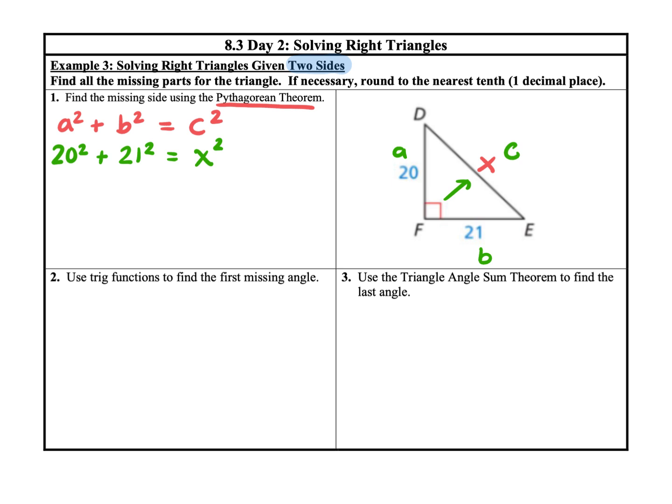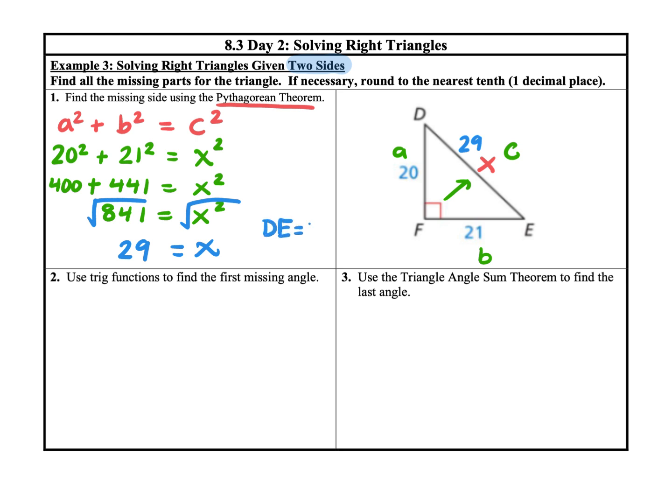Now we'll go ahead and calculate 20 squared, that's 400, and then 21 squared is 441, that's equal to x squared. Combine our like terms here. 400 plus 441 is 841. And now to get x, we need to undo the squared. Remember that you can do that by taking a square root of each side. And if you type the square root of 841 into your calculator, you'll get 29. So the missing side there, side DE, is 29.